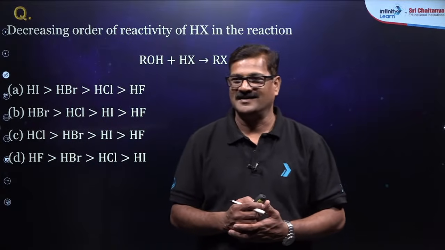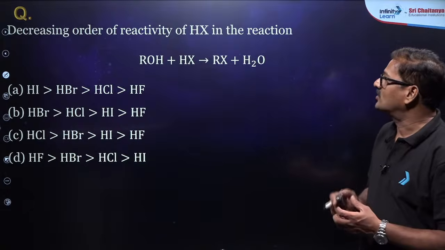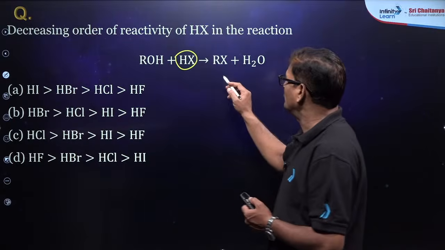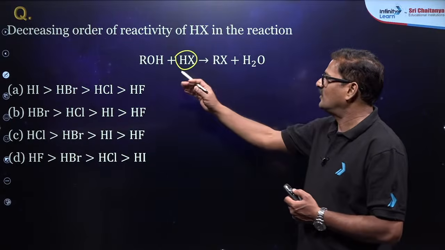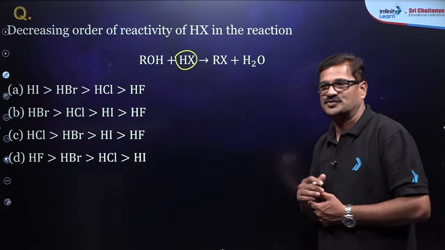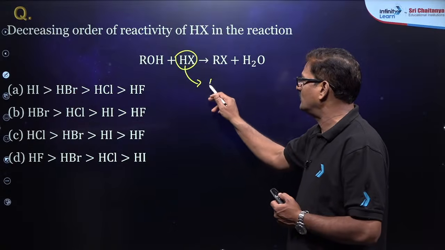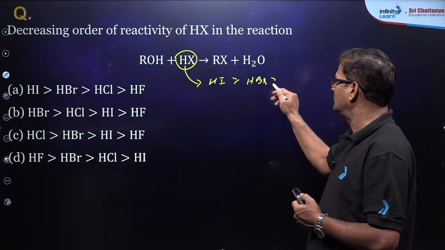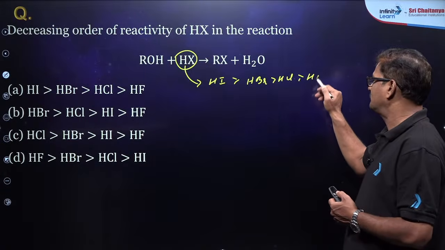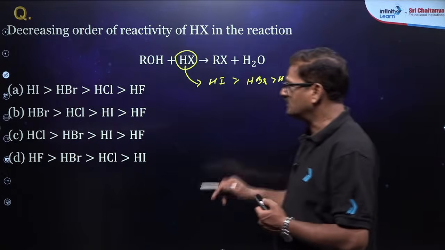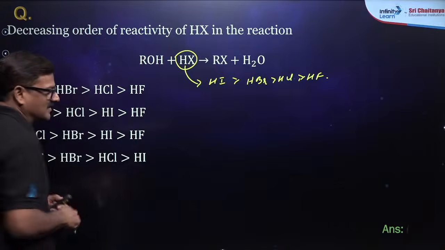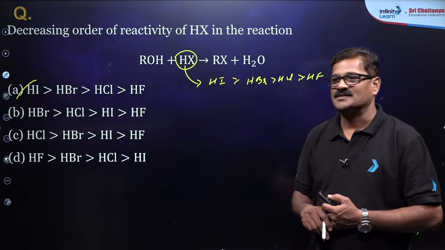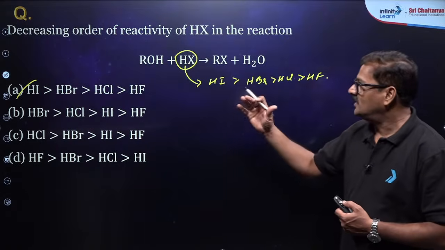What is the decreasing order of reactivity when alcohol reacts with HX? Alcohol with HX gives rise to alkyl halide with H2O, and the reactivity is going to be HI more reactive than HBr, more reactive than HCl, more reactive than HF. So option A is the correct answer for this question. Okay, let us see some more questions.